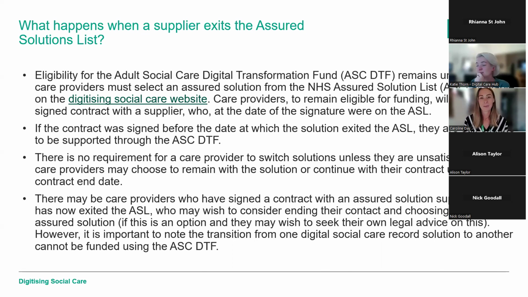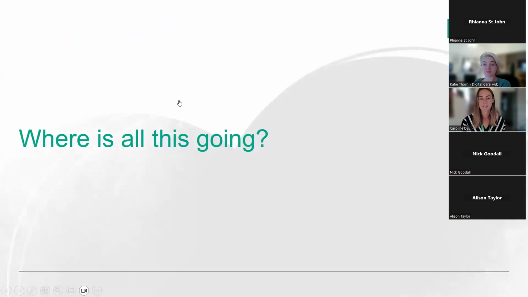So if you've got any questions about funding, don't hesitate to reach out and contact your local integrated care system. They'll be able to talk you through eligibility criteria that they might have. They'll be able to direct you and give you some guidance around the assured solutions list, and hopefully put you in contact with other care providers who are already using that system if you want to speak to a peer in your local neighbourhood. That's it from me, Katie. I think I'm handing back over to Nick for the next slide, please, which focuses on where is all this going.